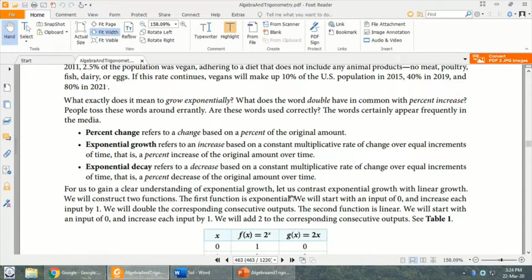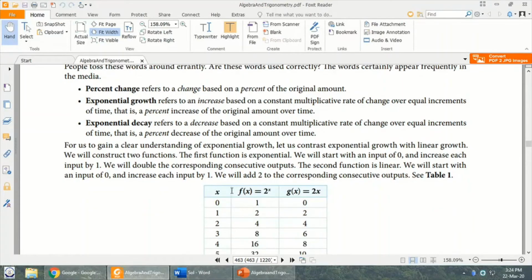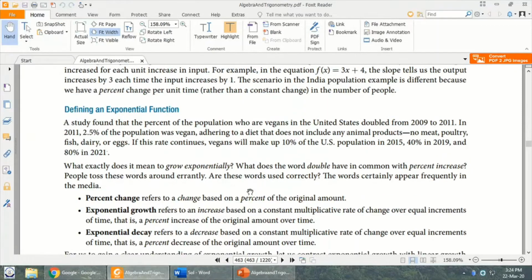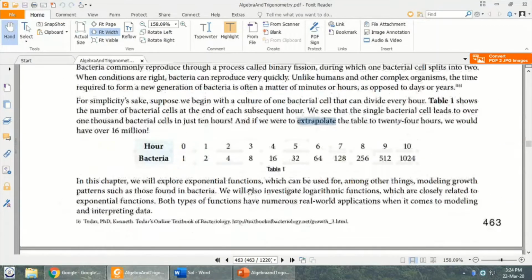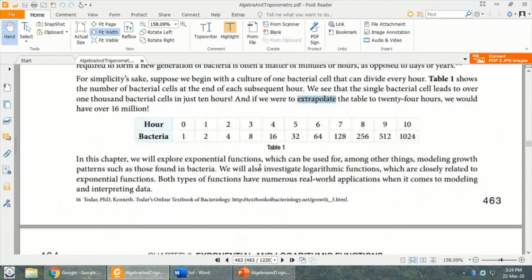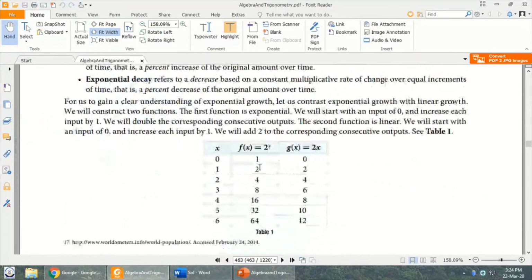And exponential growth: in order to be able to answer the questions, you should understand the key definitions. Exponential growth is increase based on a constant multiplicative rate. Multiplicative rate here, as you can see, again, what we did in the previous example, they have just gone down to further elaborate this changing x value.